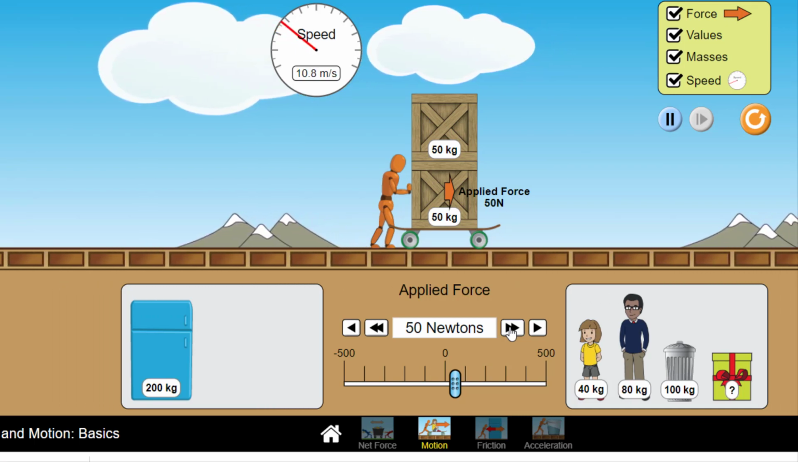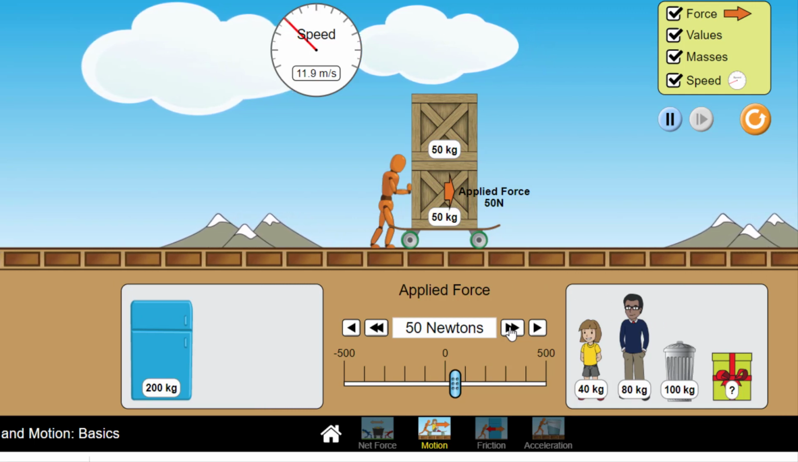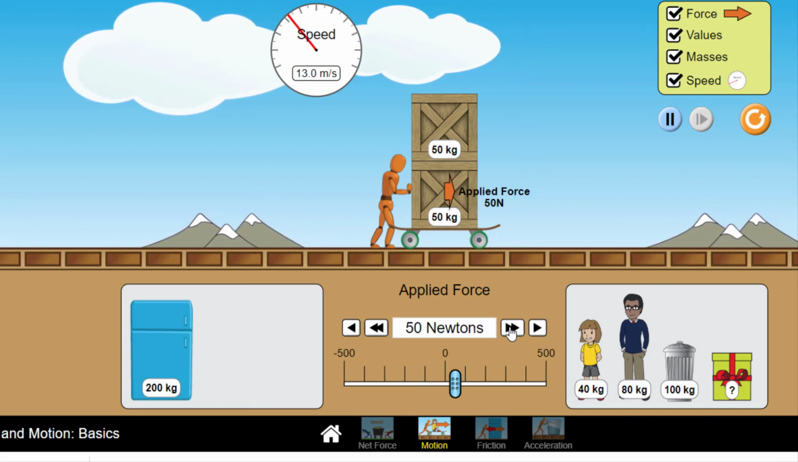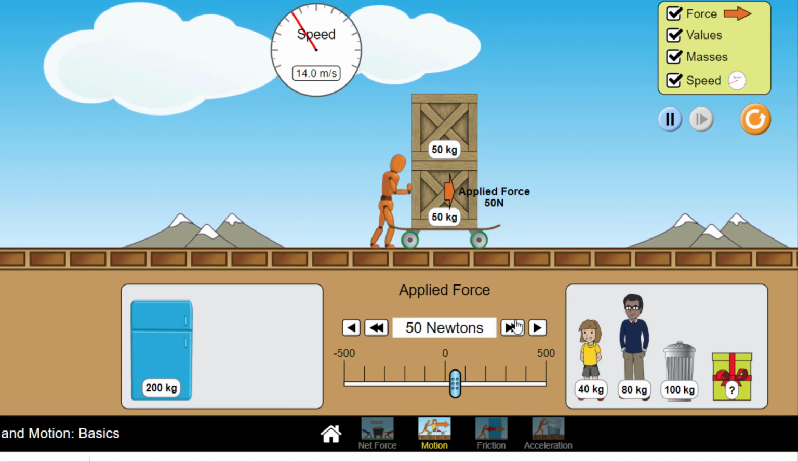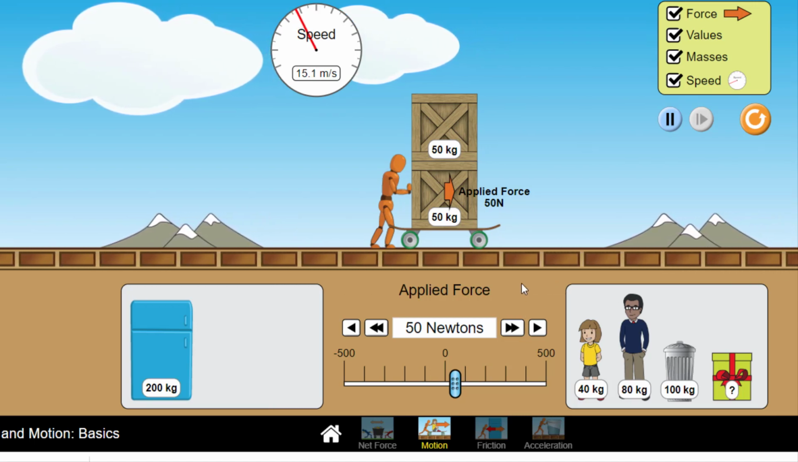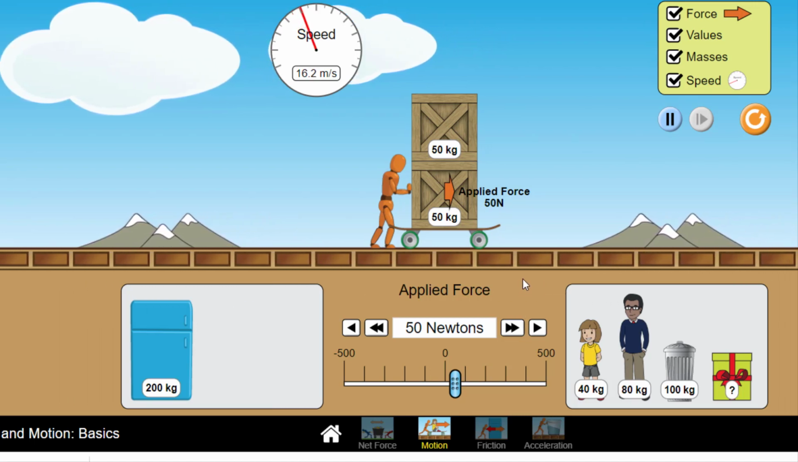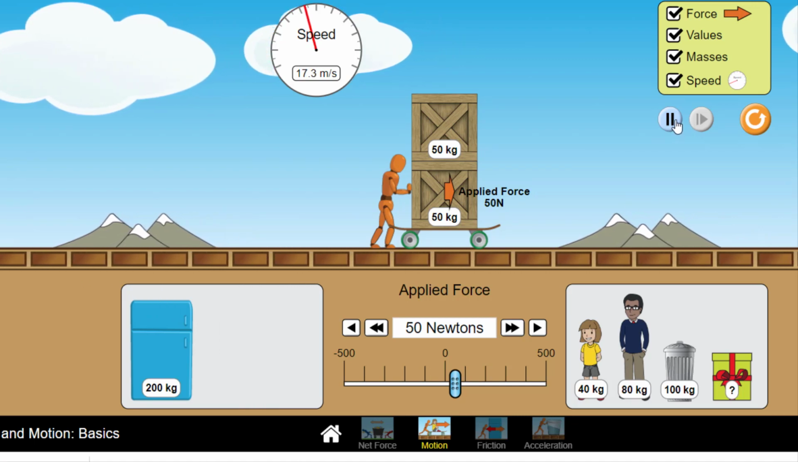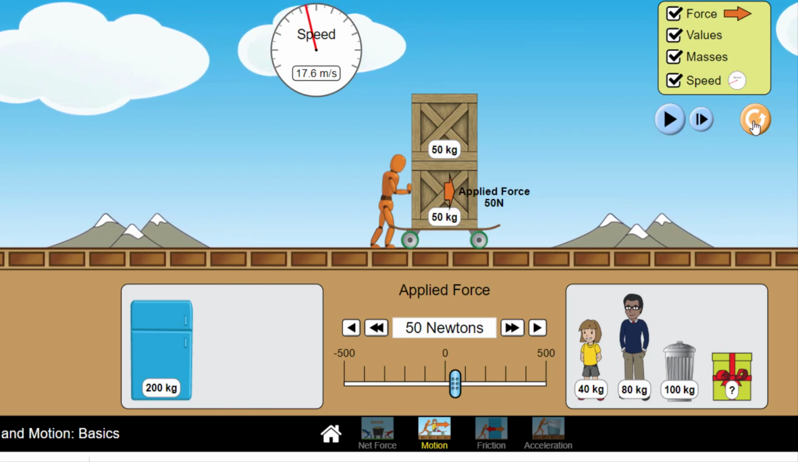So it seems that the acceleration of an object is inversely proportional to its mass. That was 100 kilograms, and you can see how much slower the speed is increasing. Let's reset things, and rather than using the 250 kilogram crates, let's go for the 200 kilogram fridge.